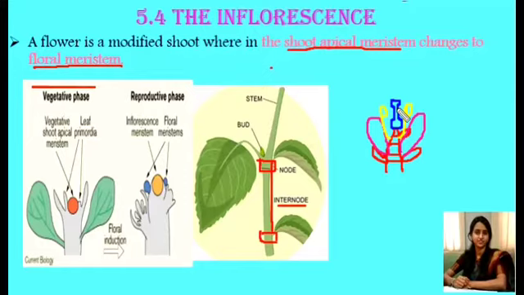Later, when the shoot tip ends in the formation of a single flower, then it is solitary. But in some other cases a cluster of flowers is produced, and these clusters of flowers are arranged on one axis, which is known as what? Inflorescence.